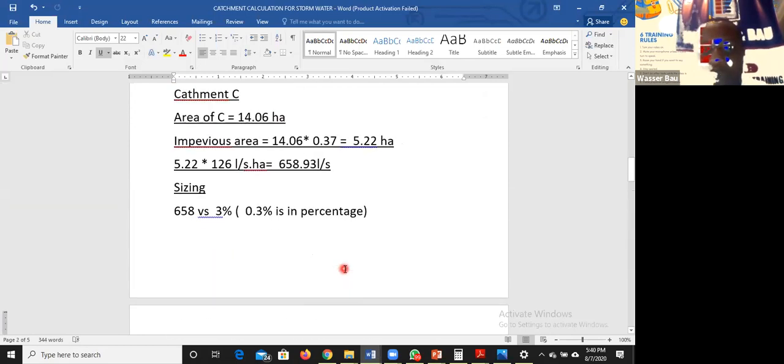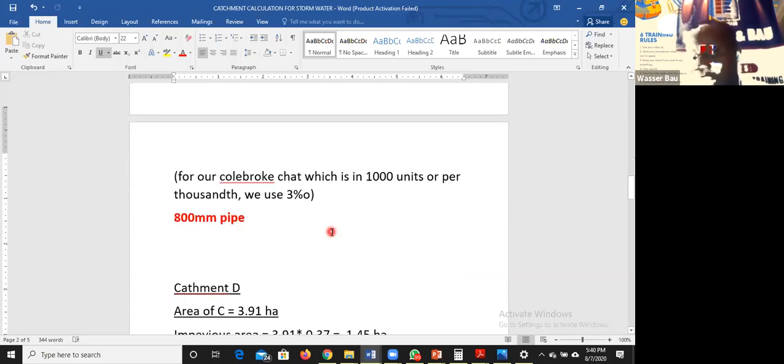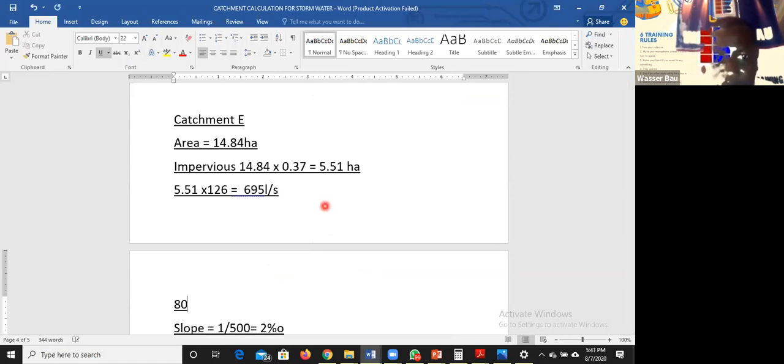I don't need to go to my charts, gentlemen, unless the slope is different. Since I already have 6.95 somewhere here, I suspect the diameter will just be 800 mm. Well, you can prove me wrong. Somebody, I can check if I'm wrong.